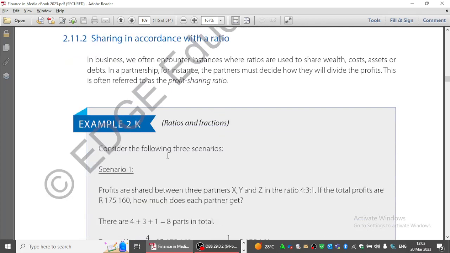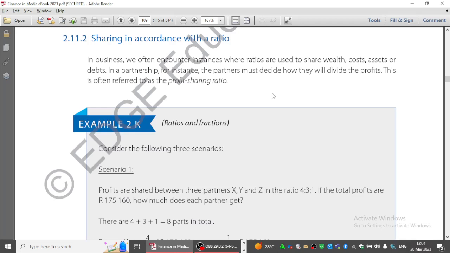Here there are activities which are about sharing in accordance with ratios, so in a business we often encounter instances where ratios are used to share the wealth, cost, assets, and debt. In a partnership, for instance, the partners must decide how they will divide the profit. This is often referred to as a profit sharing ratio. If we have two owners of a business, one contributes 30,000, one contributes 70,000. This means that the total amount contributed by the owners is 100,000.